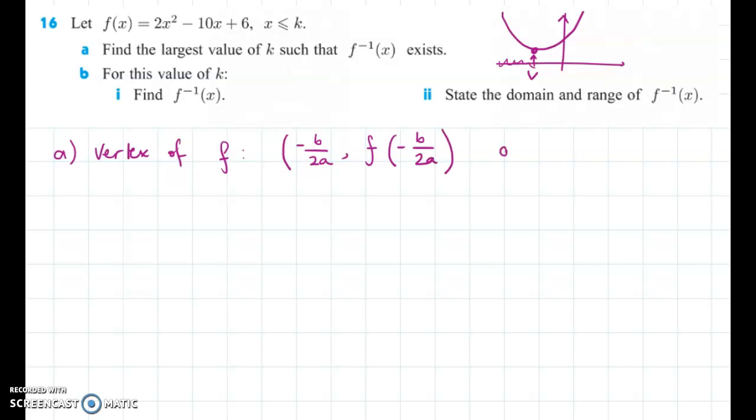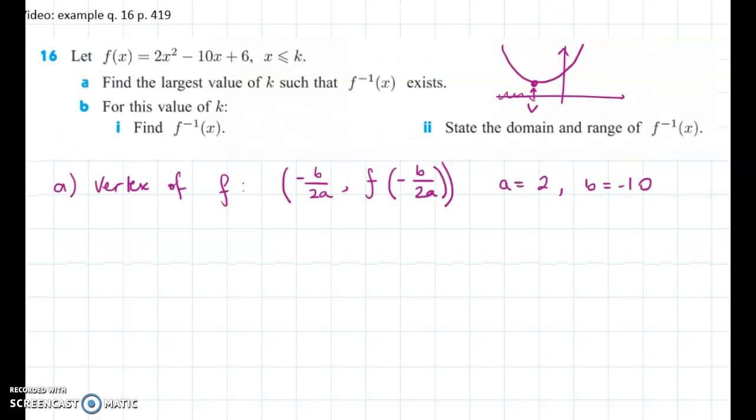So in this case, we have that a is 2 and b is negative 10. So the value of k, the x-coordinate of the vertex, is given by minus negative 10 divided by 2 times 2. So that's 10 over 4. So that's 5 over 2. So that's the domain for our function to be one-to-one, so we can make sure that the inverse exists.